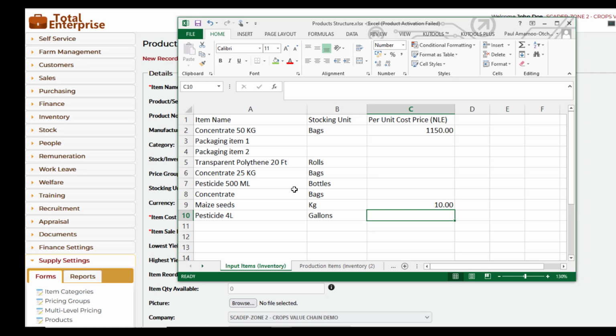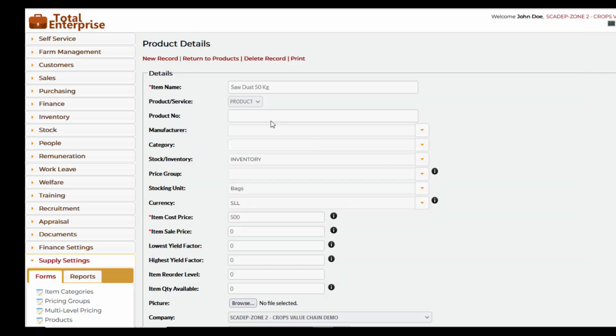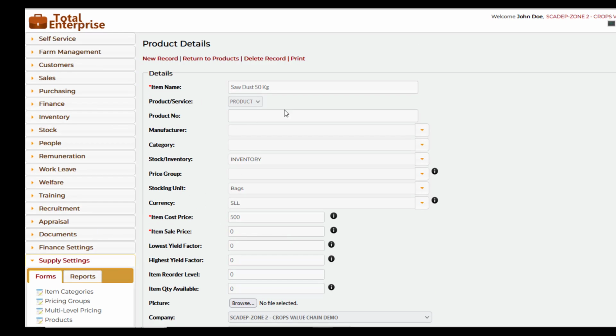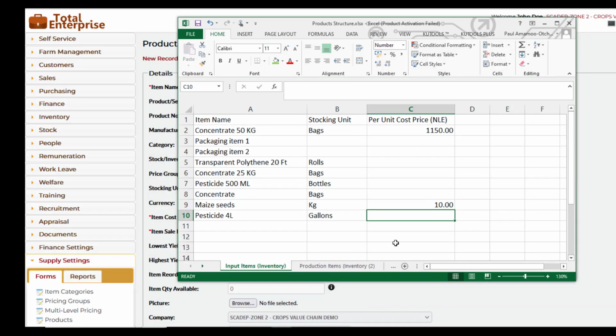According to how you set this up is how you're going to fill the form here, save, and create as many of the products into TotalEnterprise as you have. Great.